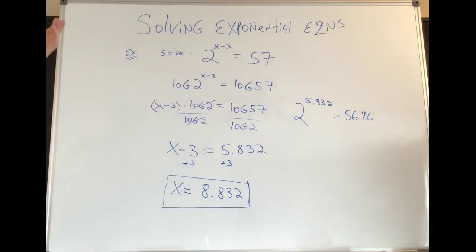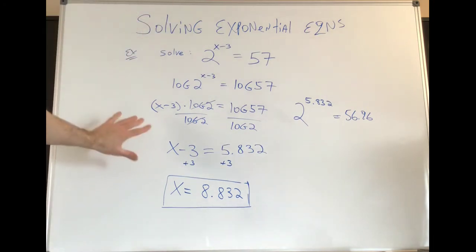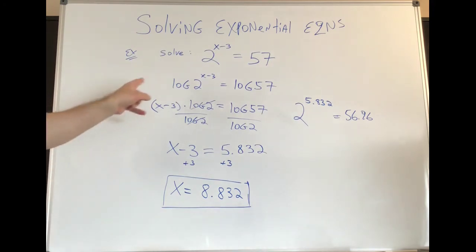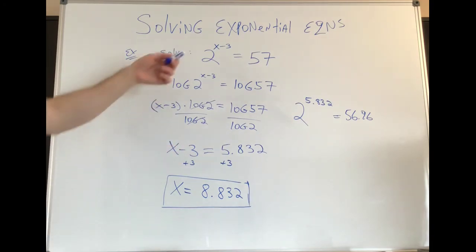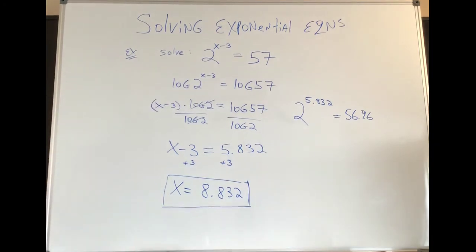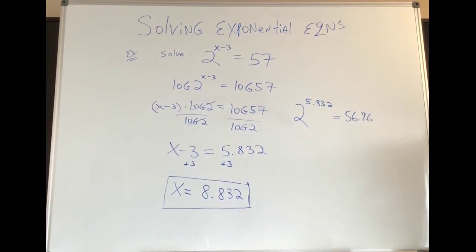All right? So that's the power of 2 that gives you 57. It's like 5.832, blah, blah, whatever. Okay? So this is the process. You will always do the same thing. Take the log of both sides, move the power to the front, divide away, and then if you need to add or subtract to get x alone. It's easier if I just had 2 to the x. A lot of times it's like that.